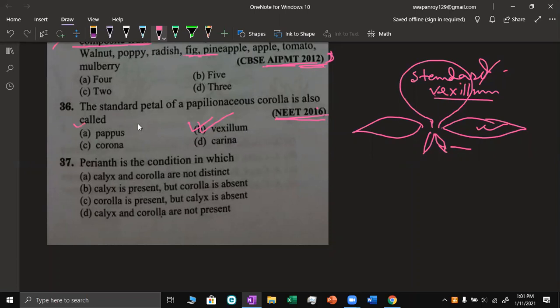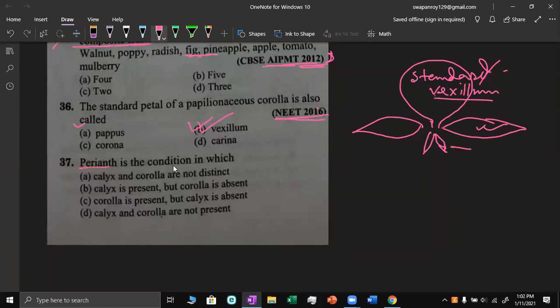Pappus we find in some plants of the composite family. Sometimes you can find a ball of cotton-like thing, with seeds just floating in the air. Their calyx is thread-like, very fine and filamentous. They are known as pappus.